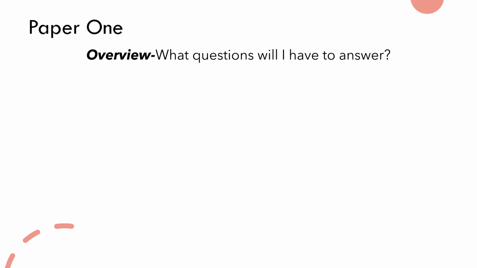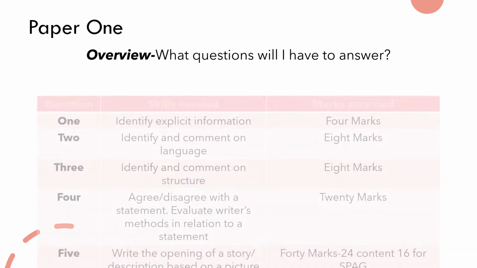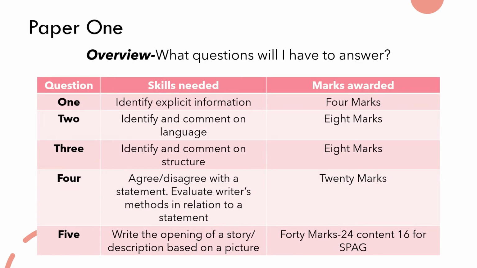So first of all, what questions will you have to answer? When you're doing English language and English lit at the same time, it can be very difficult to keep track of all the different questions that you need to answer. So it's important just to go over them and just to recap the main things that you're going to be focusing on. So for paper 1, these are the main questions that you have to answer.